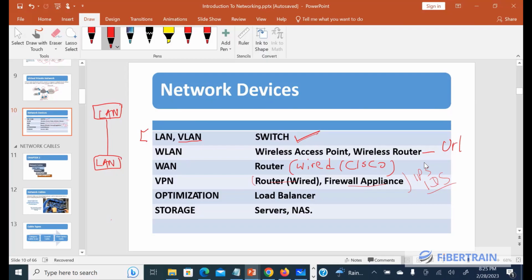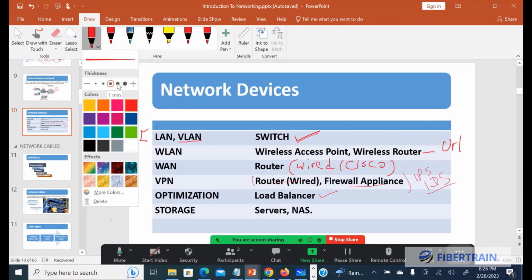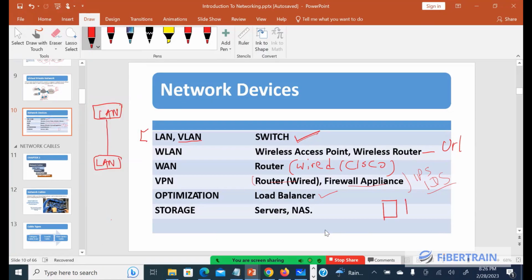And here we have optimization. And under optimization, I place a load balancer. A load balancer is used to optimize network performance. To quickly explain a load balancer, let's assume that you have a server. So you have a server here, and you have another server here. Now, why should you actually have two servers? So that you have a backup of this server, just in case this one suffers hardware failure.